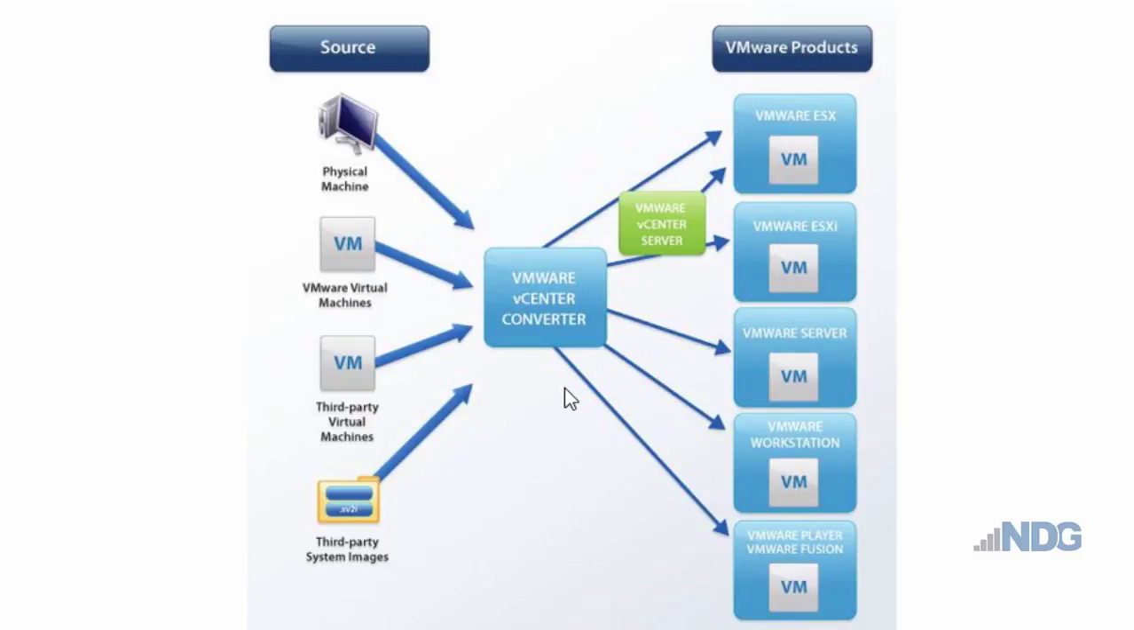Now, these virtual machines can be used through VMware vCenter as VMs in VMware ESX, VMware ESXi, or VMware Server. It can also be used to convert VMs that will be used on a desktop through VMware Workstation, VMware Player, or VMware Fusion. And not only can VMware vCenter Converter Standalone convert a physical machine to a virtual machine, it can also convert other virtual machines for use with the VMware product line. So if you had a VirtualBox virtual machine and you wanted to convert it, you could do that. Or if you had a third-party system image and you wanted to convert it, you could do it that way.